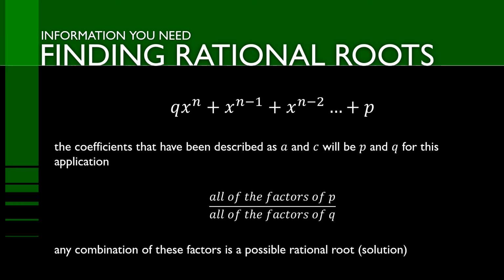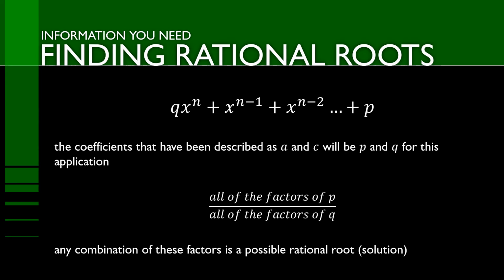So what we want to do to be able to find out what are all of the possible rational roots of any polynomial, we're going to take all of the factors of P and we're going to place those over all of the factors of Q. So any combination of these factors is going to be a possible rational root. And I need to mention that it's going to be both the positive and the negative version of that rational.